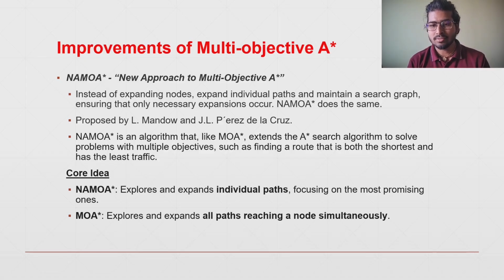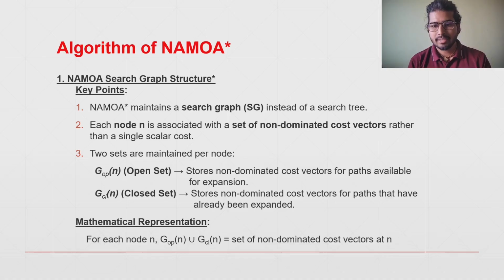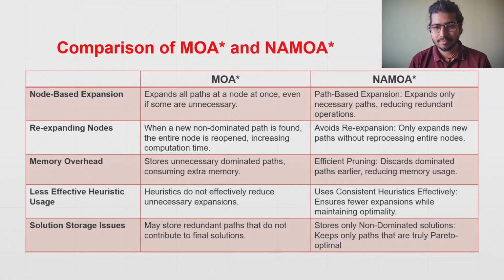So to deal with this, Almando and J.L. Perez de la Cruz proposed an alternative approach to MOStar. In this approach, called New Approach to MOStar, we expand individual paths and maintain a search graph rather than exploring all the paths reaching a node simultaneously. A key difference in New Approach to MOStar is that it maintains a graph instead of a tree, but otherwise it's similar to MOStar. Using a graph helps maintain back pointers effectively and allows exploration of individual paths.